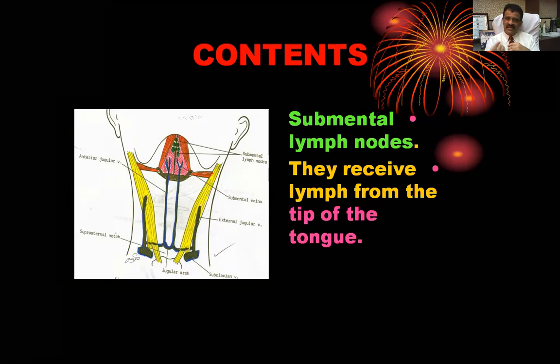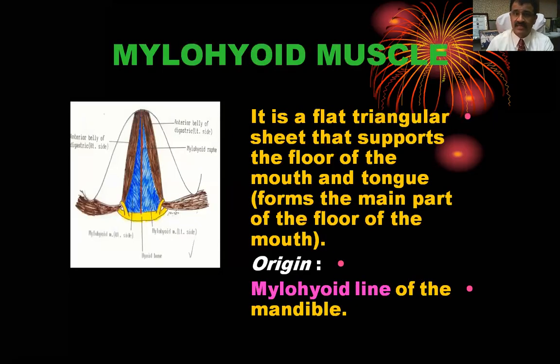So this is a submental group of lymph nodes, and they receive lymph from the tip of the tongue. So anything happening to the tip of the tongue, or infection, will lead to lymphadenitis in the submental triangle. You will get pain here. So that is the clinical significance of this submental triangle.